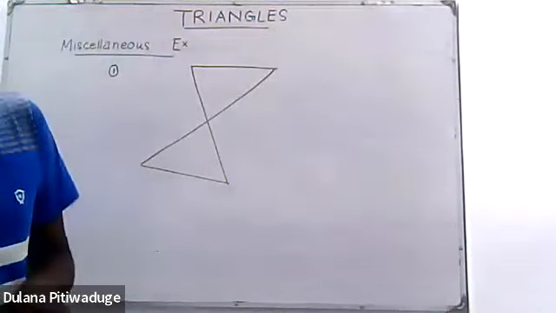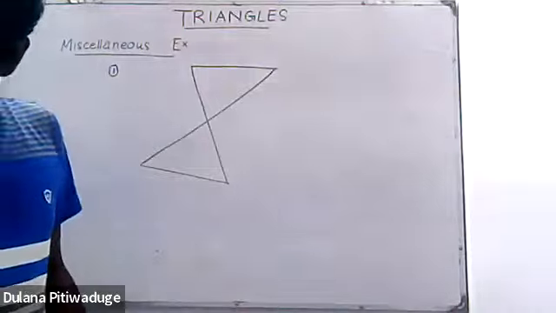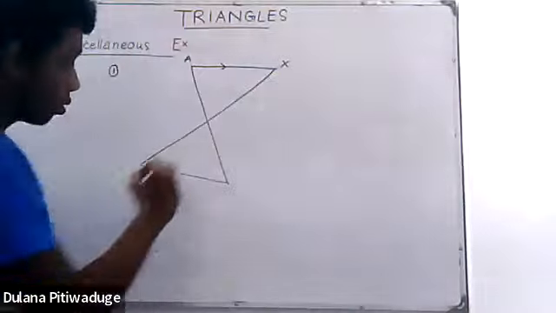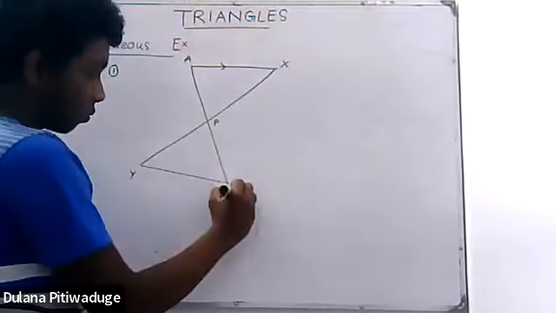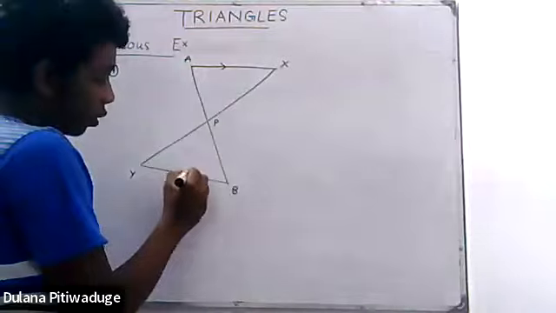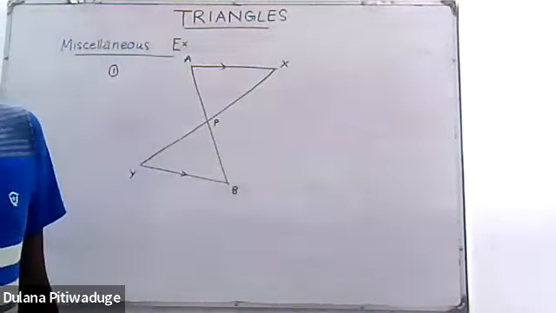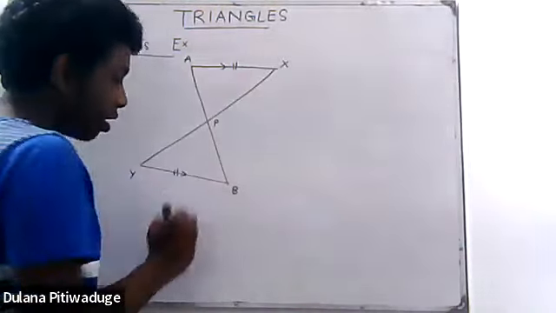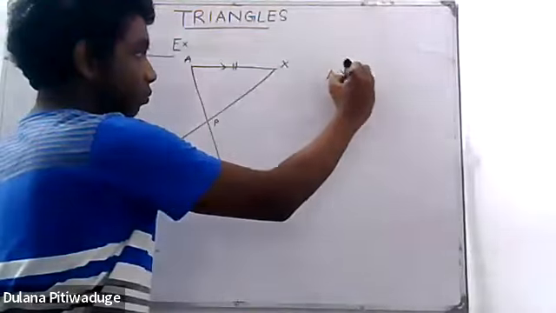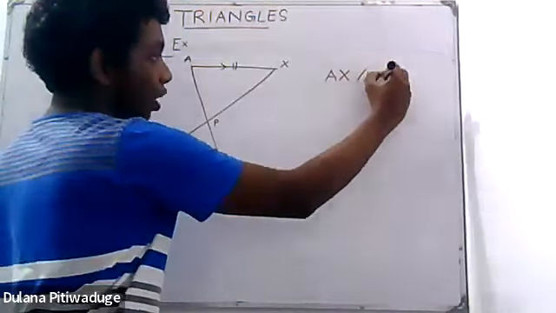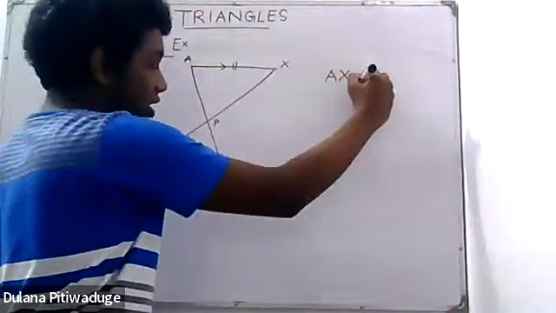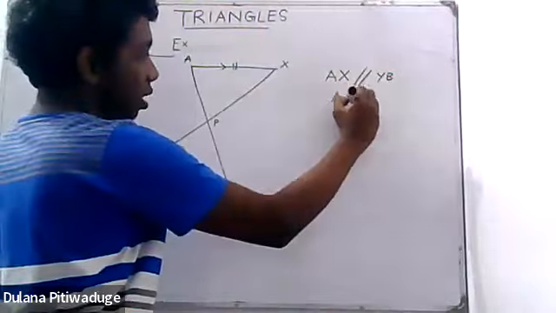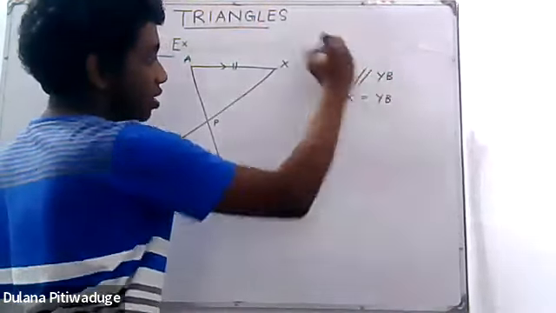As data, they have given that in the figure AX is parallel to YB, and AX is equal to YB as well. They have given that these two sides are equal and parallel. The notation according to Euler notation is AX is parallel to YB and AX is equal to YB. This is the data they have given.